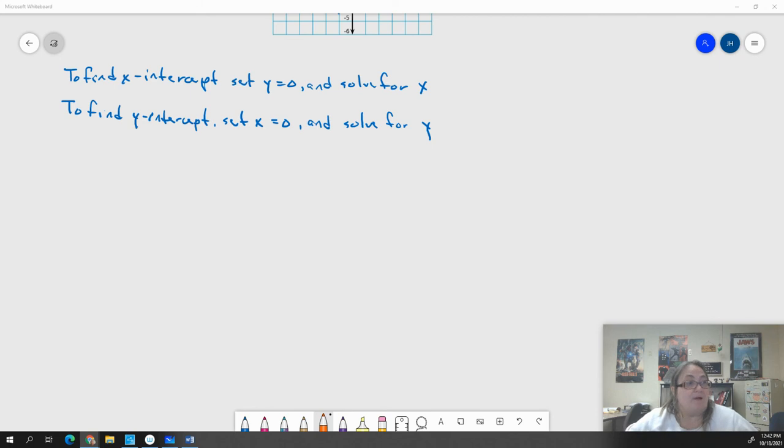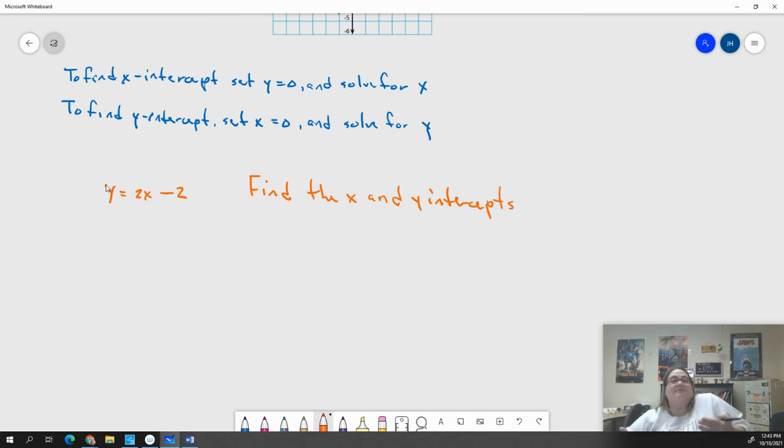So if I have a problem like y equals 2x minus 2, and I want to find the x and y intercepts, we're just going to do the math on it. We're going to pretend that we don't know that the y-intercept on this is -2, because it's y equals mx plus b, and we know that b is our y-intercept. We're going to pretend not to know that. We're going to do the actual math on it, right?